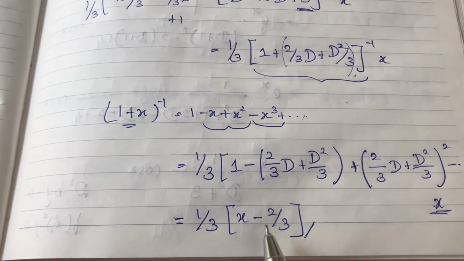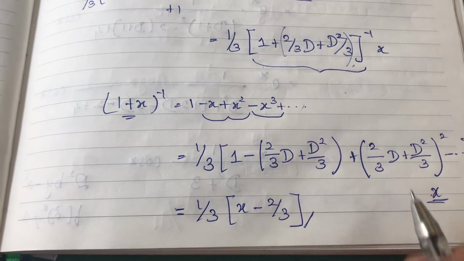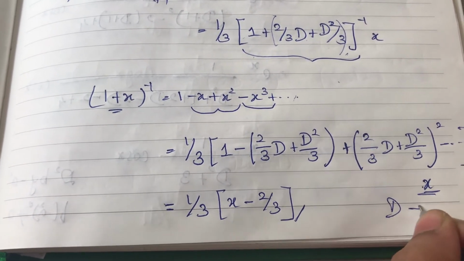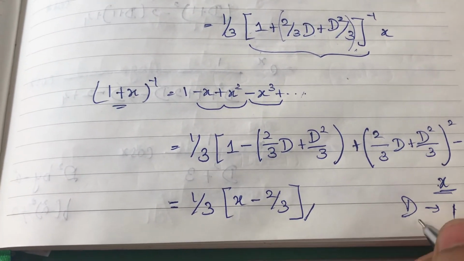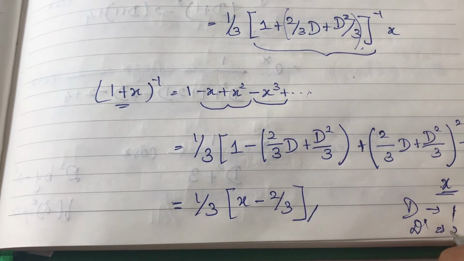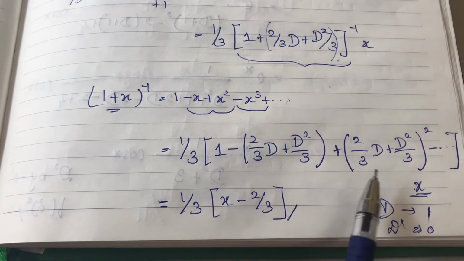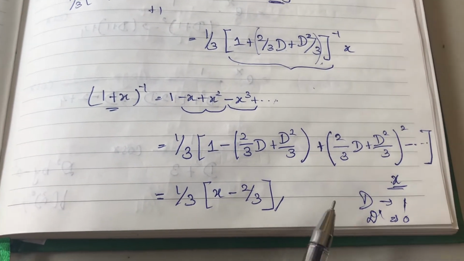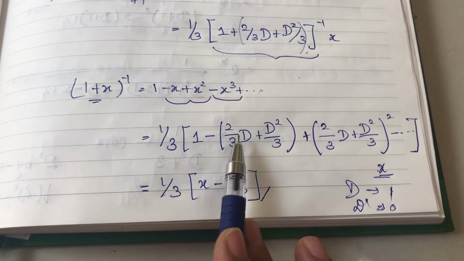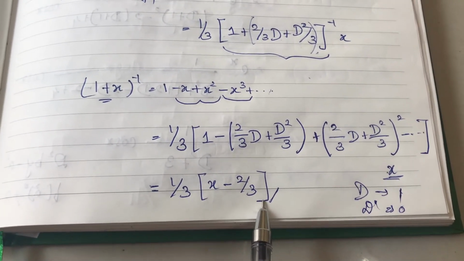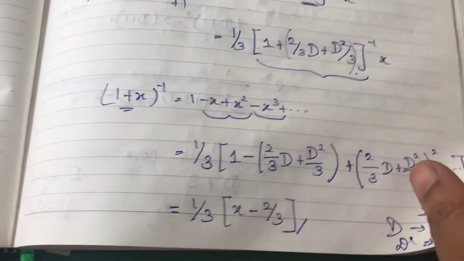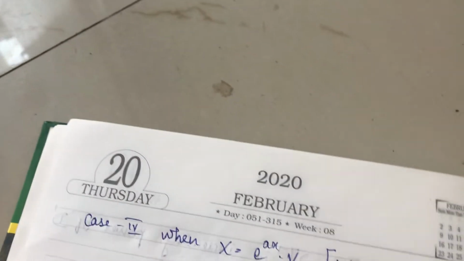So x minus 2 by 3 of, so the first time if I differentiate this, it will become 1. The second time it will become 0. So we need not put the second derivative; go up to the first derivative. So the first derivative is into 2 by 3. From this equation we can easily write the solution.